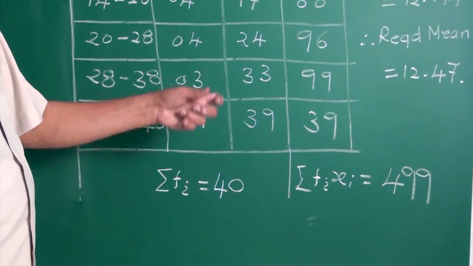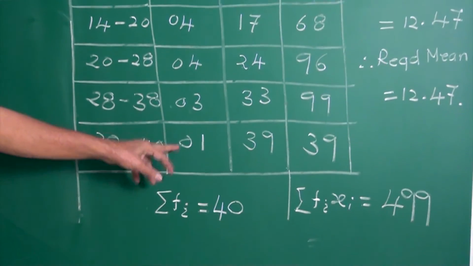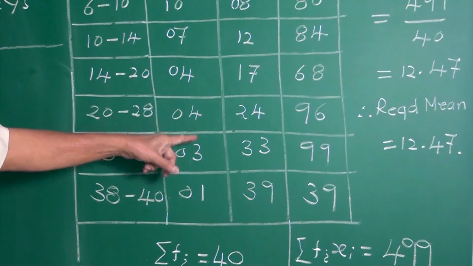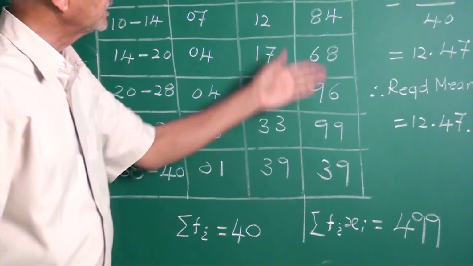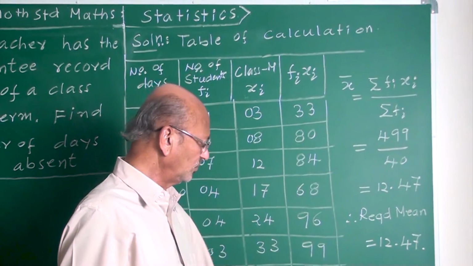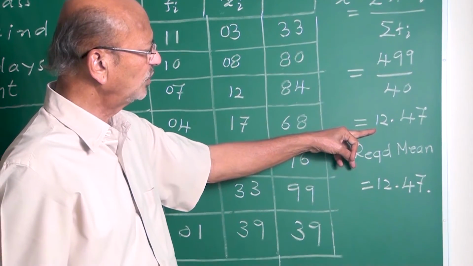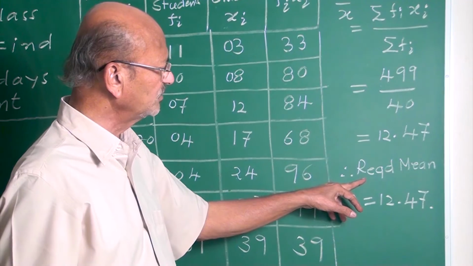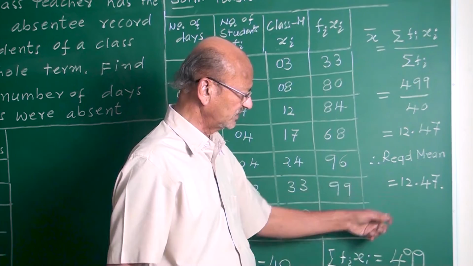Add the second and fourth column. Just to help addition, I have written 07 instead of 7. Yes. 8, 12, 16, 20, 2, 3, 4, 40. Where I have shown the addition, it is 499. This is the formula: 499 upon 40. If we simplify this, we get 12.47. Instead of writing that lengthy phrase, "required mean" gives the meaning. Required mean is 12.47. Yes, my friends.